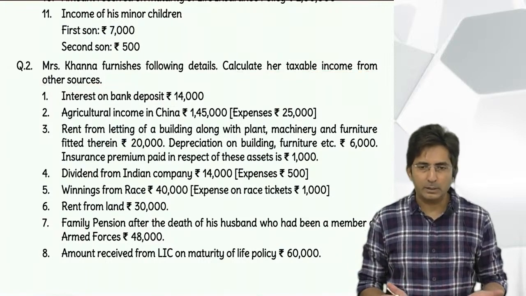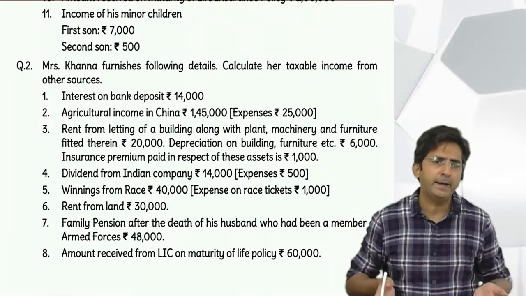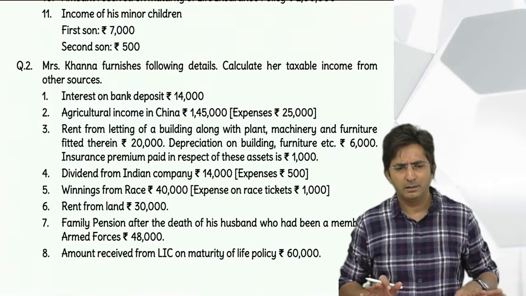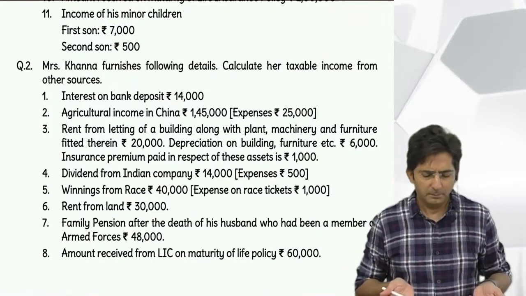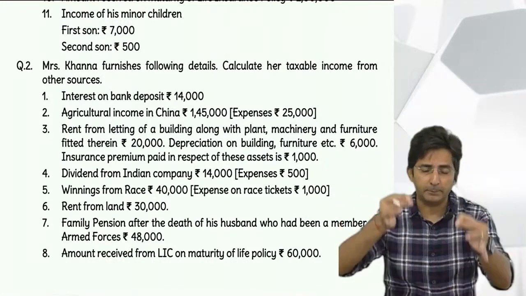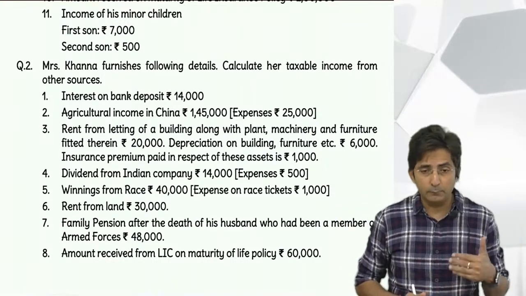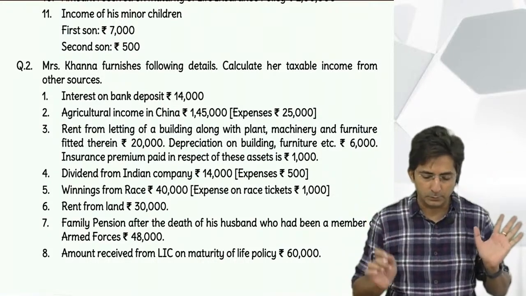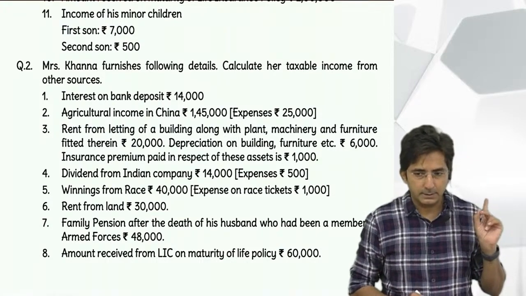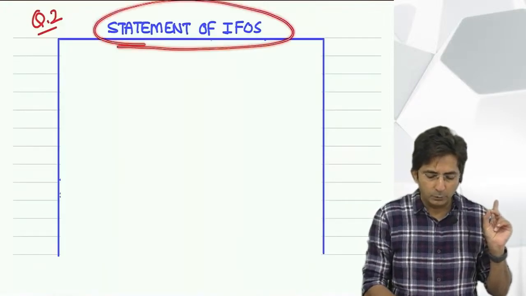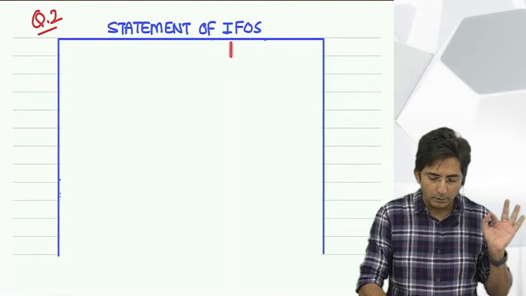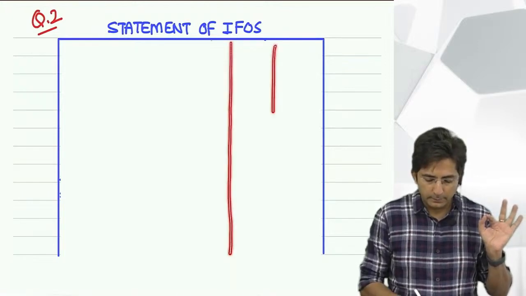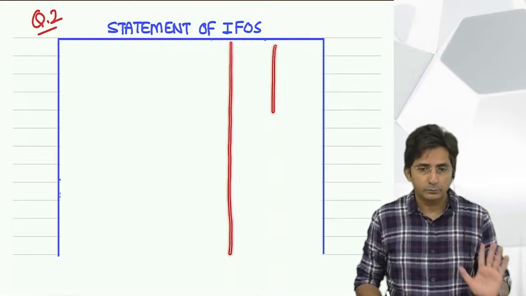See, in income tax, your answer is always in the form of a statement. In accounts, you have to prepare some account or the other, or sometimes a balance sheet. But in income tax, it is always a statement which you have to prepare. And since it is income from other sources, the name of the statement will be statement of income from other sources. So your answer will look like this. Statement of income from other sources, there will be one particulars column, and then one inner column, and then an outer column. This is the format of our answer, okay? So this will be there.